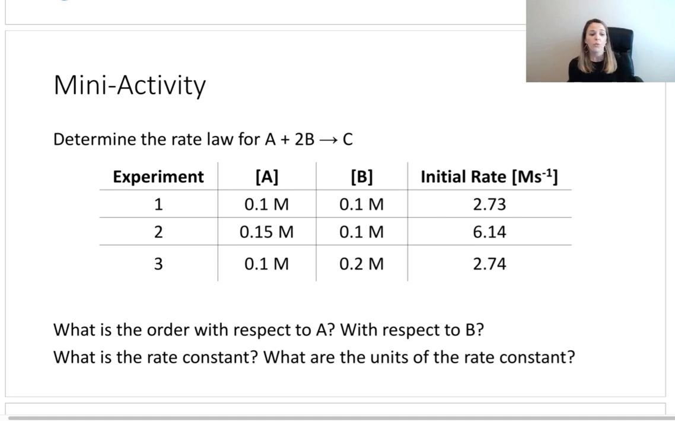Number 1, what is the order with respect to A? So in our example so far, that would be X. We're solving for X. With respect to B, that's the order with respect to B. That's going to be our coefficient, or excuse me, our exponent Y. And then what is the rate constant? So that's our K term. What is the rate constant? And then what are the units of the rate constant?